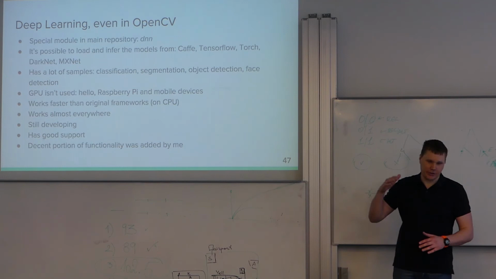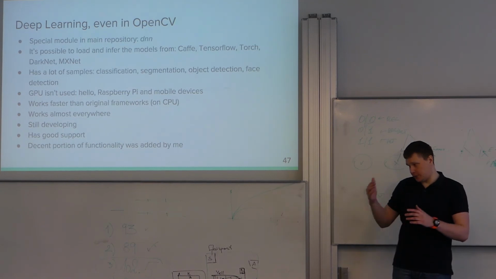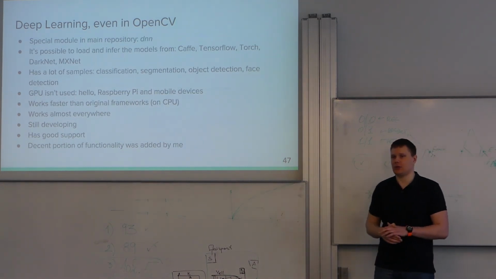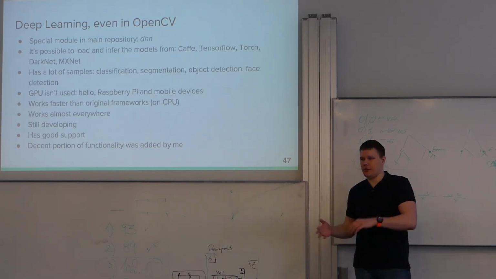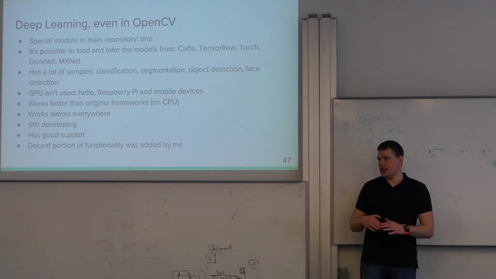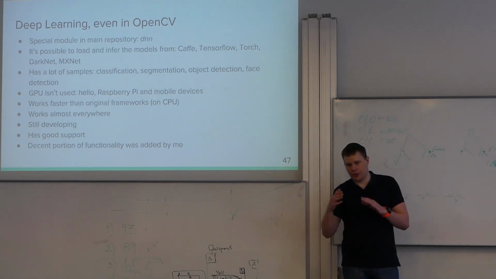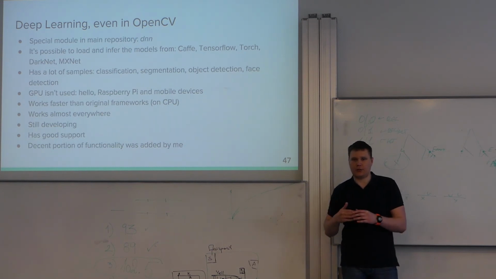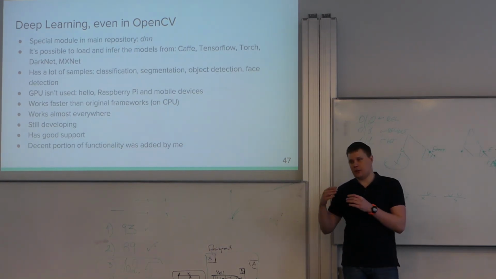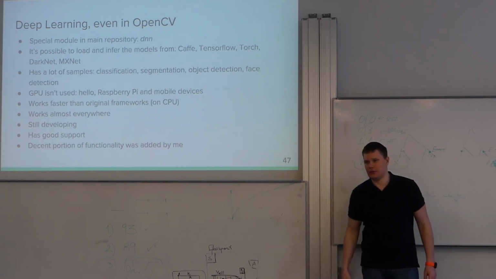And there is some work to enable these GPUs in this DNN module, transparently enabled, without installing any special drivers or CUDA, without these things. It's called the Halide language. It's not a full Turing language, but it helps you to optimally and very quickly write kernels for these layers. So it's possible to enable GPUs.